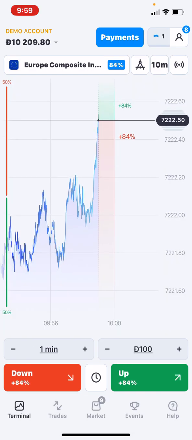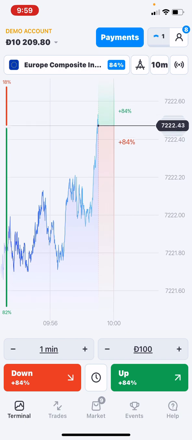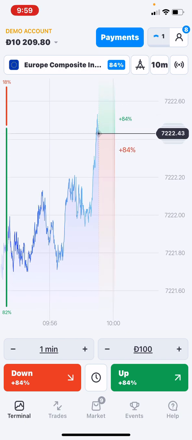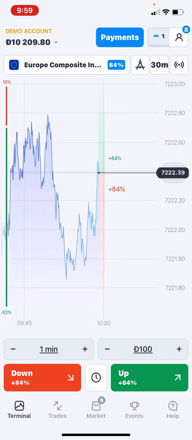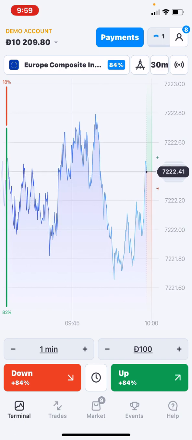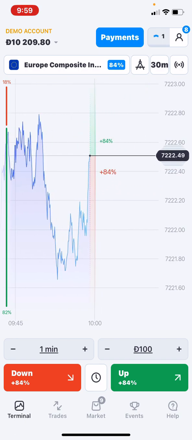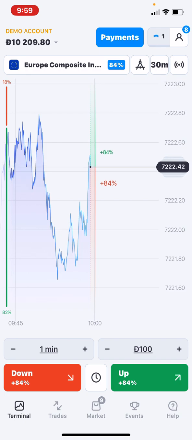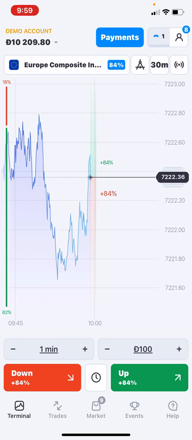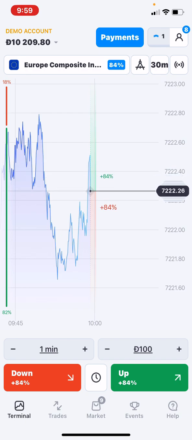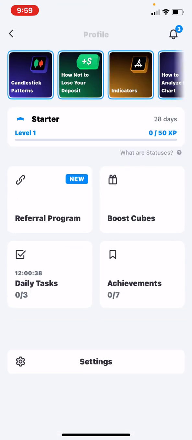Once you've registered, you'll be given a free $10,000 for a startup. But it's a demo account. You can't withdraw the $10,000. You can only use it to trade. It's just like a practice account. You'll be given it for free. Some brokers don't give that for free.